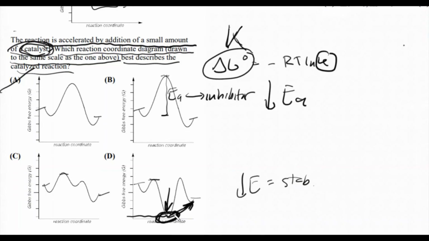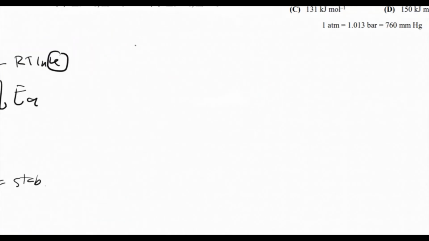So if you think about it, why would an intermediate that's more stable than the product want to become a product if it's happy where it is? So this reaction coordinate diagram makes no sense, which is why the answer is C. Let's take a look at the next question.